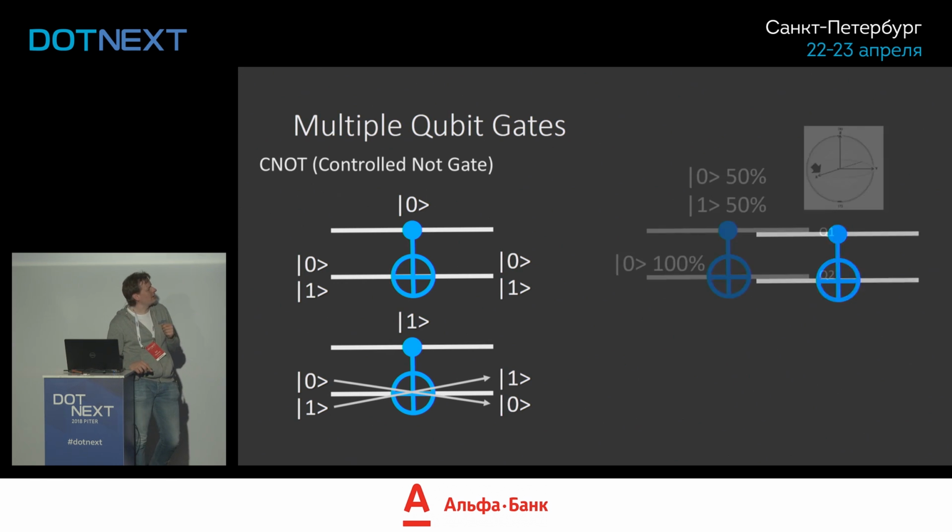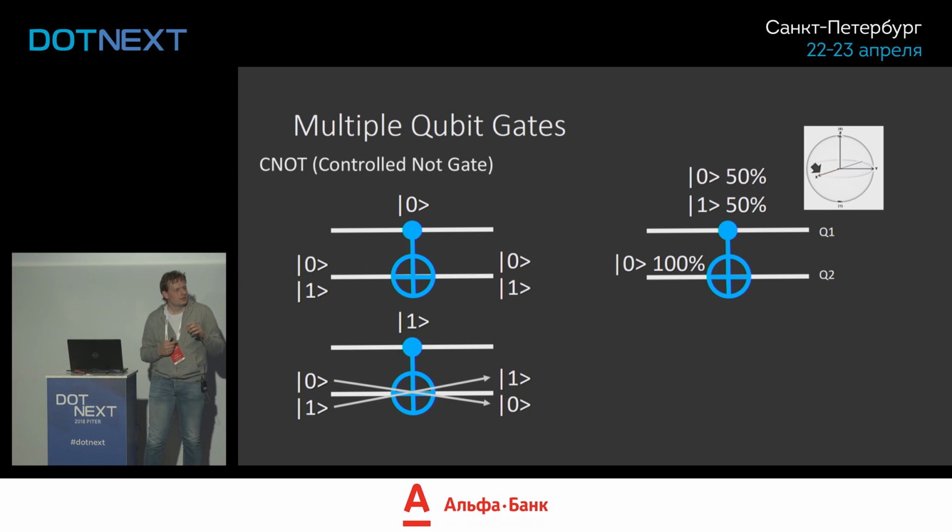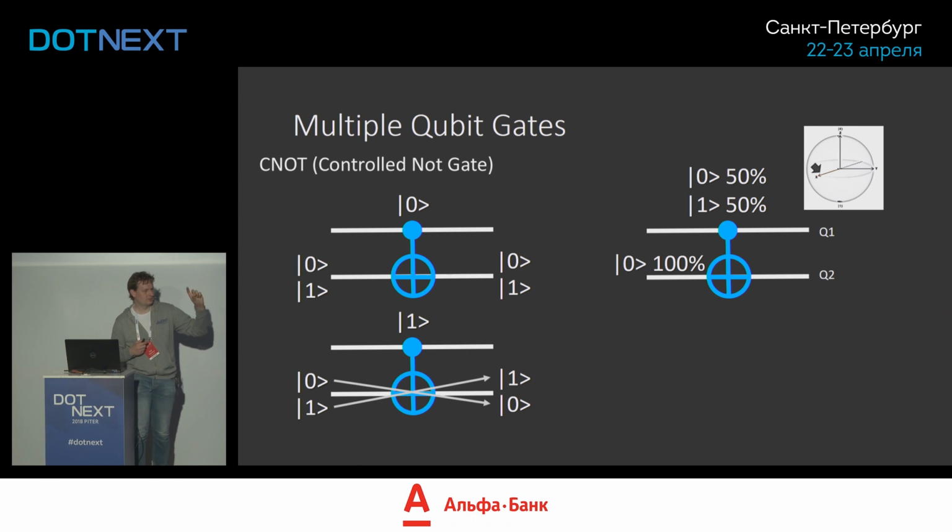So I'll let you have a think. What do you think happens if I put in a superposition in the top? Any ideas? Just make the mental model. So it's a superposition on top. It can be 0 and 1, and it's a 0 on the bottom. If it's a 1, it will become a 1. Yeah, but it's also a 0, but then nothing happens.